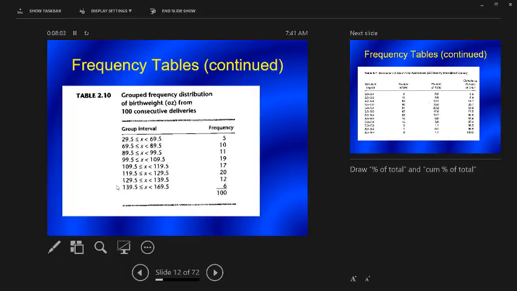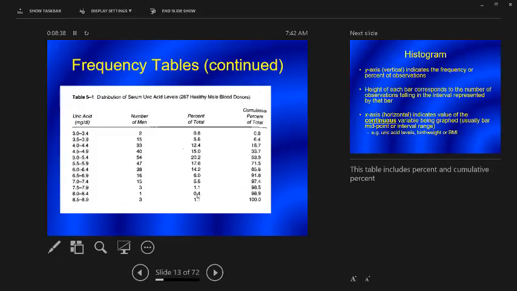So here's an example. If we make a frequency table of that birth weight data that we saw before, you can see there were 5 babies born with a birth weight in the interval of 29.5 to 69.5 ounces, 10 who were born in the interval of 69.5 to 89.5 ounces, etc. And up here at the heaviest, there were 6 who were between 139.5 and 169.5 ounces. This is a frequency table that could summarize those 100 consecutive deliveries' birth weights.